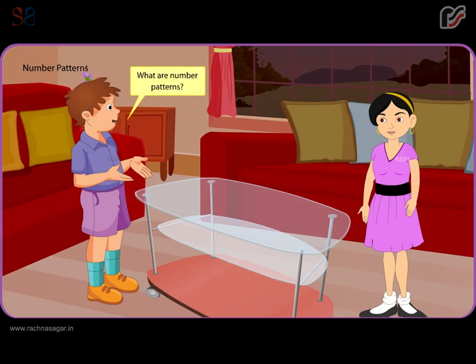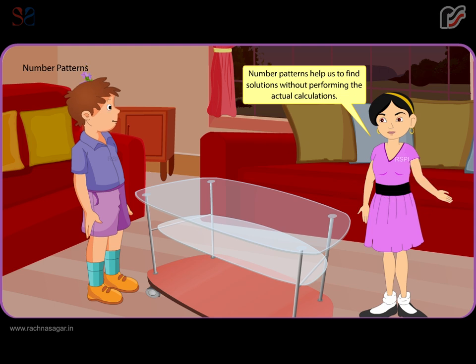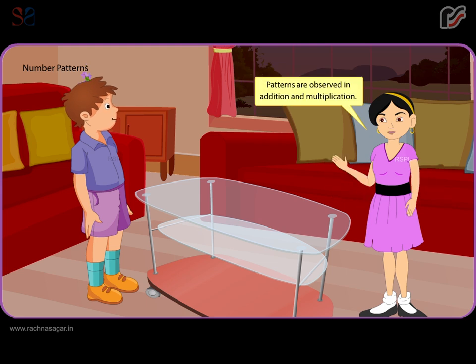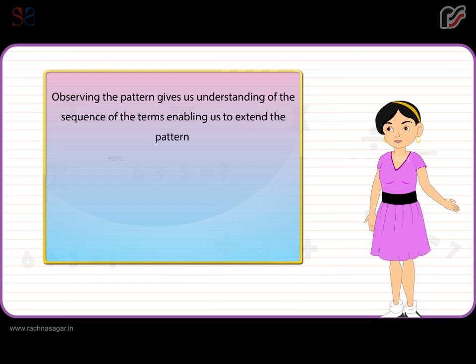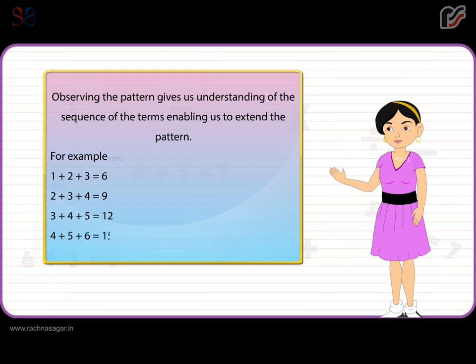What are number patterns? Number patterns help us to find solutions without performing the actual calculations. Patterns are observed in addition and multiplication. Observing the pattern gives us understanding of the sequence of the terms, enabling us to extend the pattern. For example, 1 plus 2 plus 3 is equal to 6. 2 plus 3 plus 4 is equal to 9. 3 plus 4 plus 5 is equal to 12. 4 plus 5 plus 6 is equal to 15, and so on.